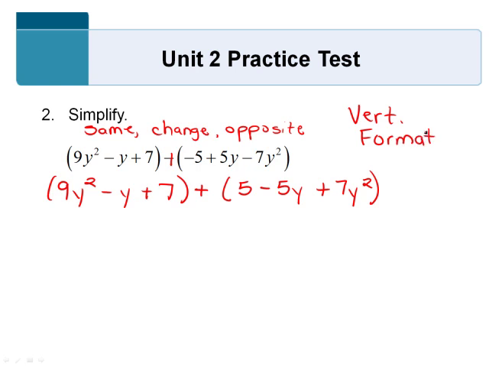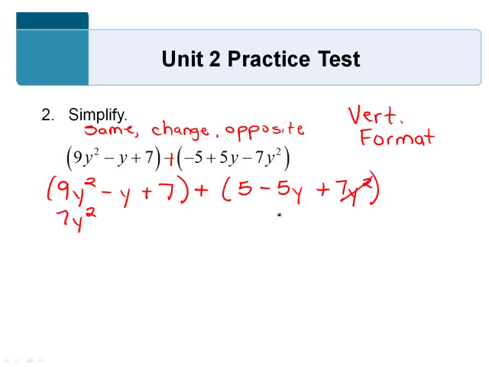So basically in the vertical format, what you do is you take the second polynomial and you put it underneath the first one. But you have to make sure that like terms are underneath each other. So the first term in the first polynomial is 9y squared. So I want to put the 7y squared underneath that term, so the y squareds are on top of each other. So that one's been taken care of.